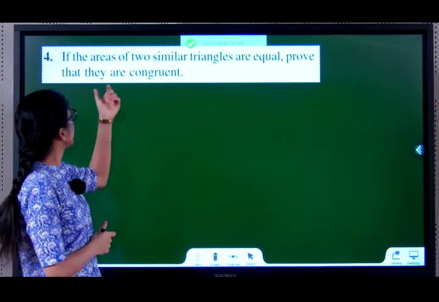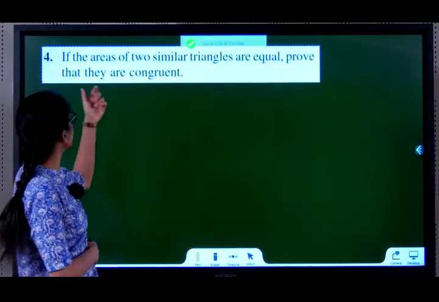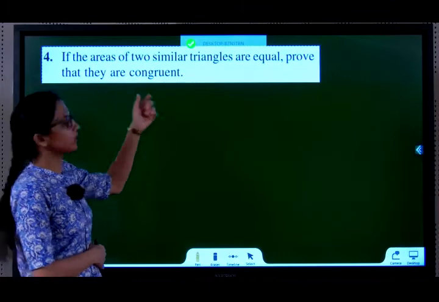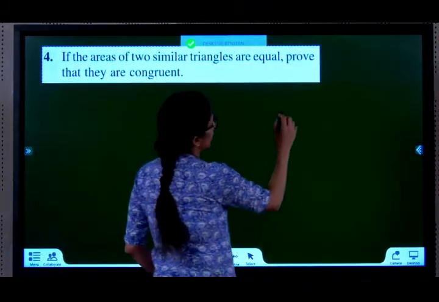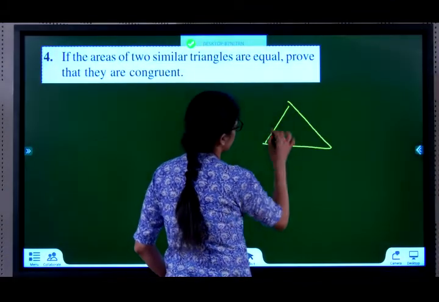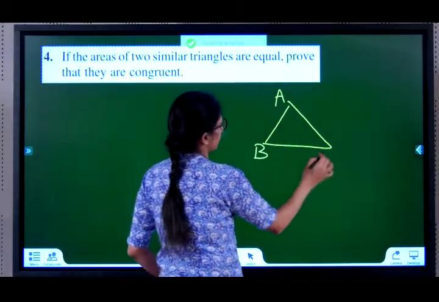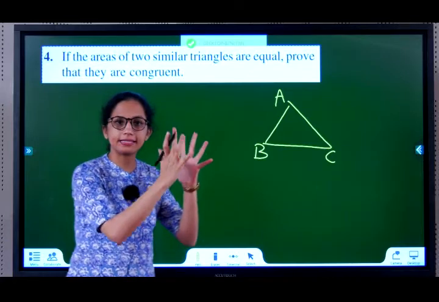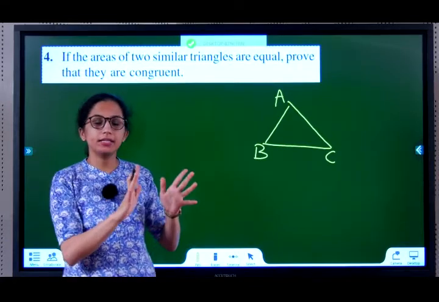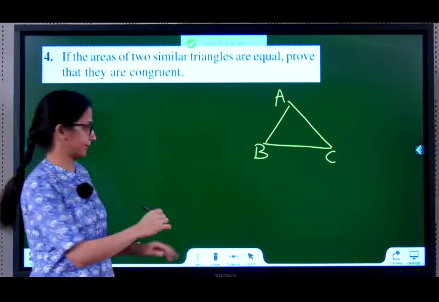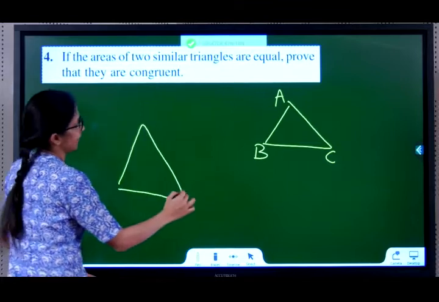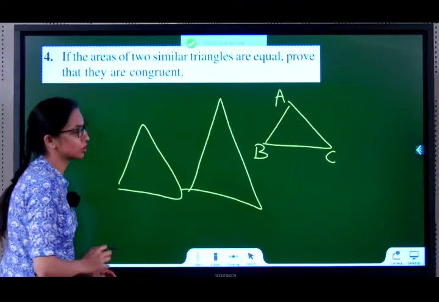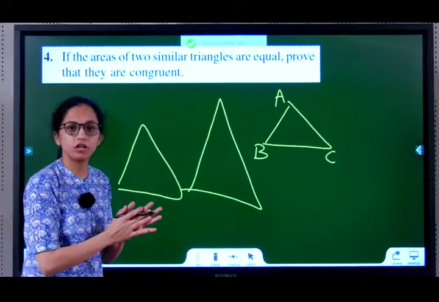Question 4. If the areas of two similar triangles are equal, prove that they are congruent. They are just similar triangles, they are not congruent triangles. What does this mean? Congruent triangles are exactly the same triangles. Similar triangles are not exactly the same. They look similar, meaning they are zoomed in or zoomed out versions of each other, enlarged or diminished versions of each.